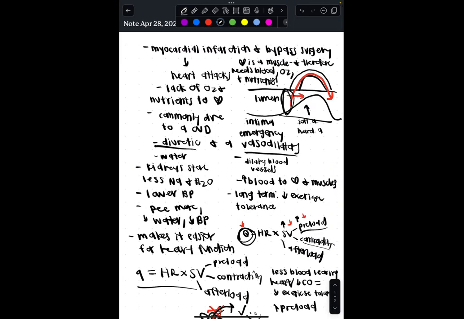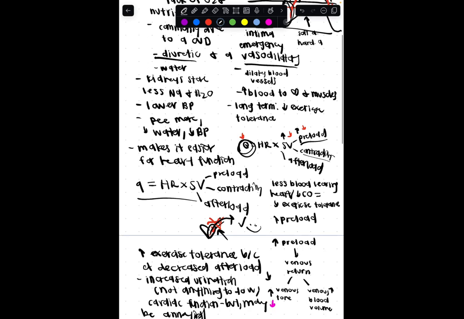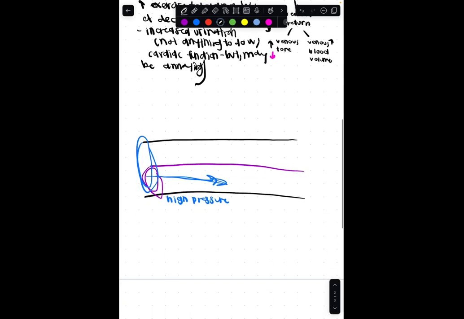I hope this gave you some insight into these conditions and what may cause some of them, some of the medical treatments and interventions, and how they affect cardiac output.